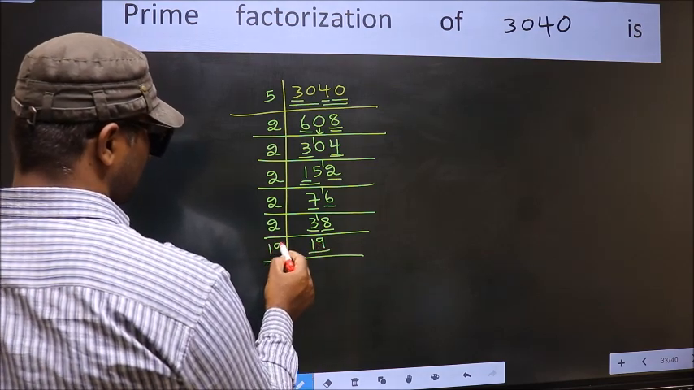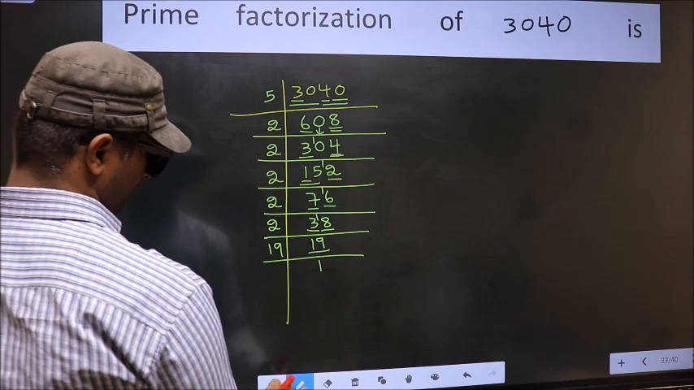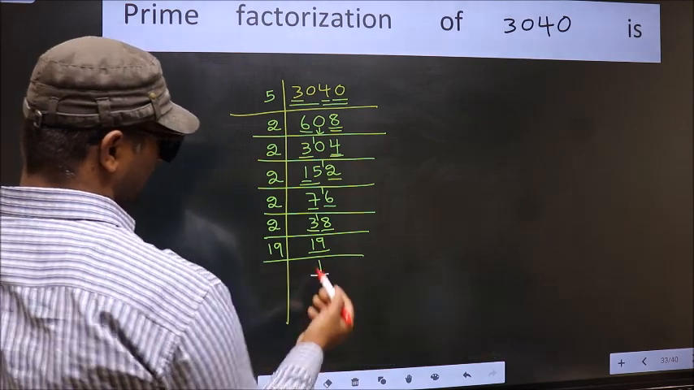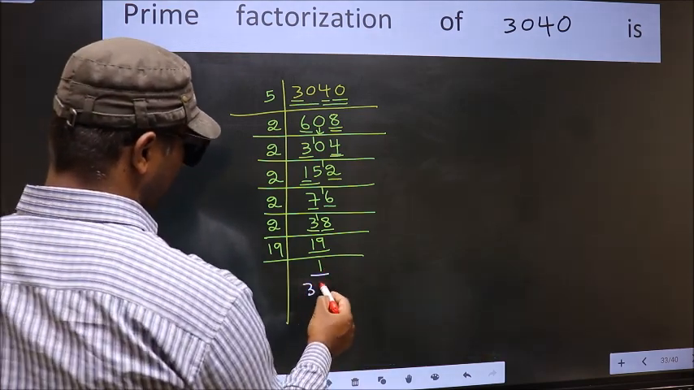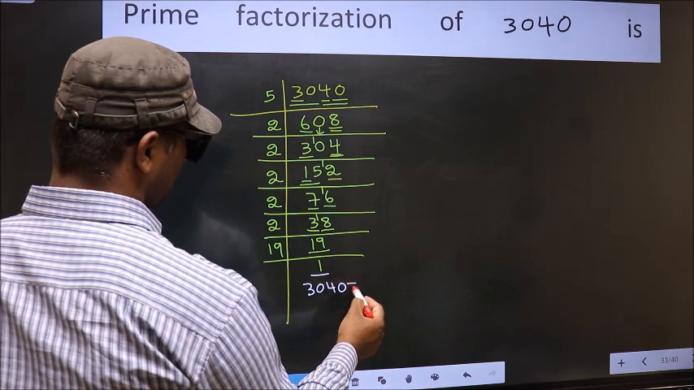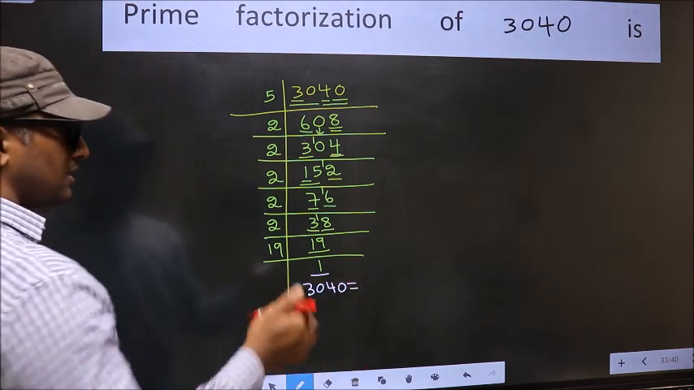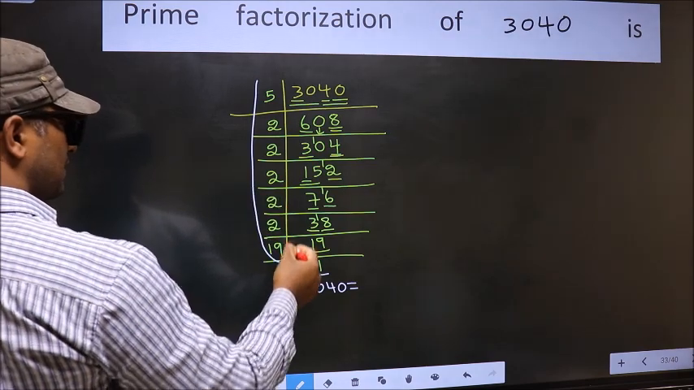Now here we have 19. 19 is a prime number, so 19 1s 19. So we got 1 here. So the prime factorization of 3040 is the product of these numbers.